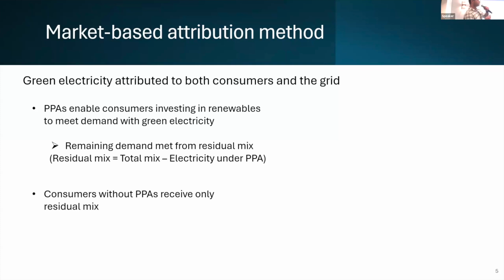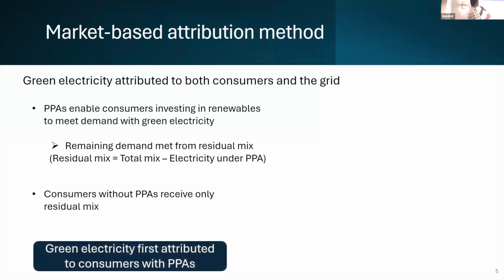If they have any surplus electricity demand, even after the PPAs, that is met from the residual grid mix, which is the total mix minus any electricity under PPA. Consumers who do not have power purchase agreements receive only the residual mix, which has any green electricity that is not under any PPA. So in this method, the green electricity is first attributed to consumers with PPAs, and any remaining green electricity is then attributed to the grid, which the consumers without PPAs receive.